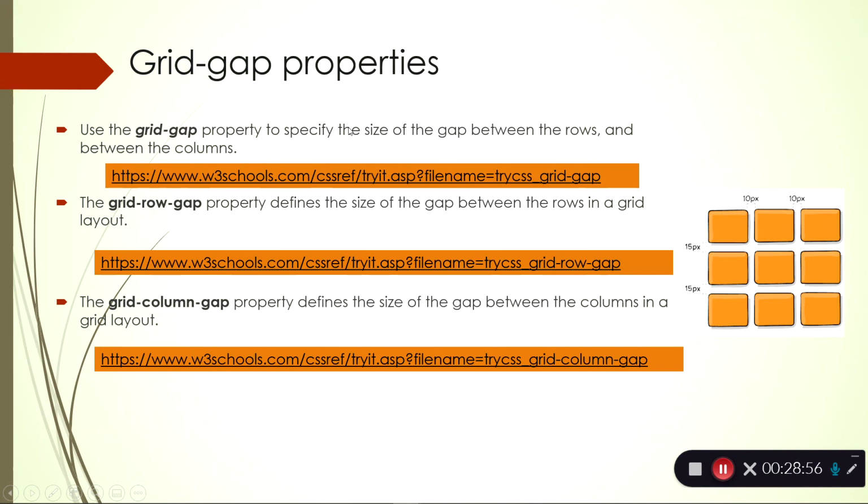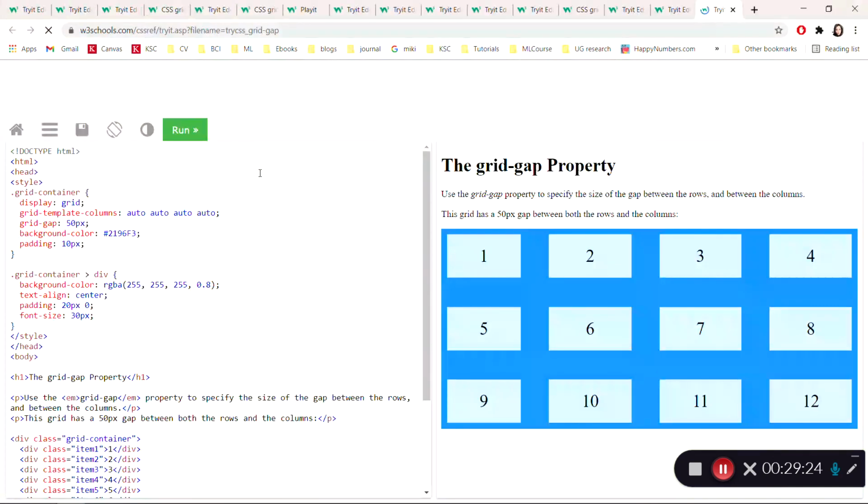The grid gap property is useful to specify the size of the gap between the rows. So if you want to control this gap, the margin gap, then you can use the grid gap property. You can customize the row gap separately by using the grid row gap property, the column gap separately by using the grid column gap, or you can do it together by using the grid gap property. So let's look at it in the demo.